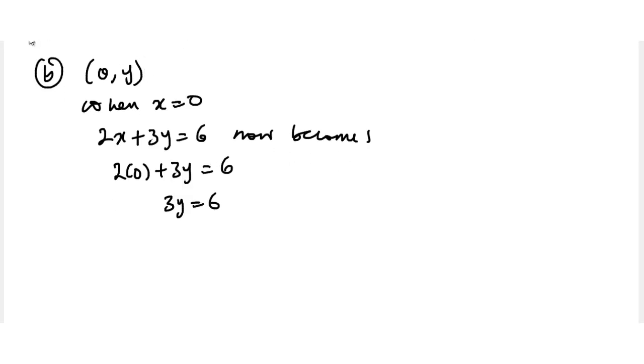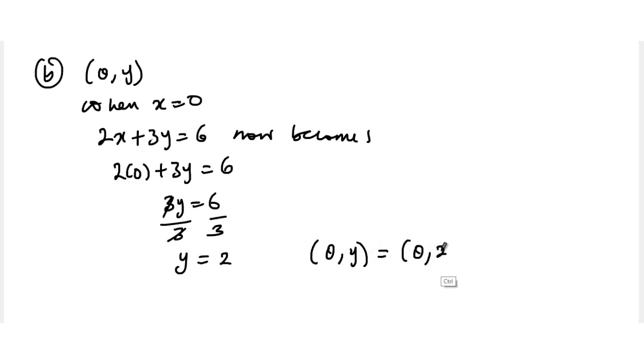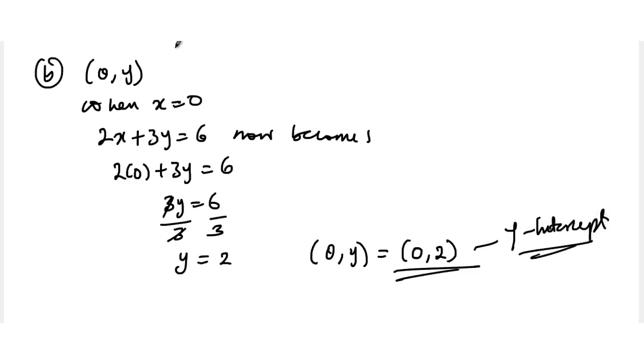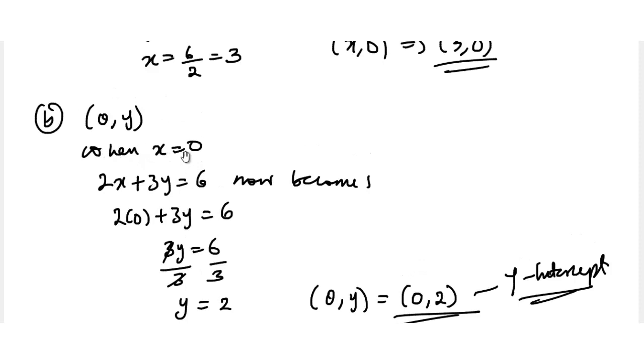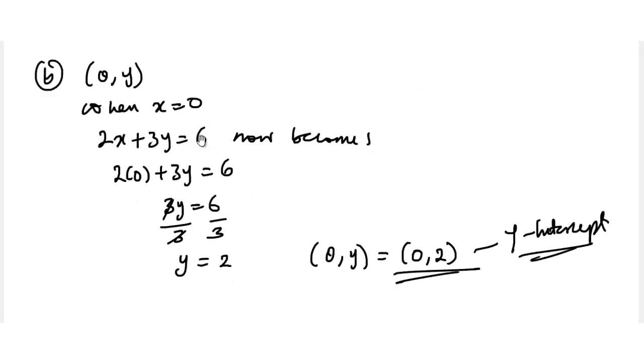So what's the value of y? Divide both sides by the coefficient of y, which is 3. This cancels this, so y will now be 6 divided by 3, and 6 divided by 3 gives us 2. So in that case, (0, y) is the same thing as (0, 2). So this is your y-intercept.